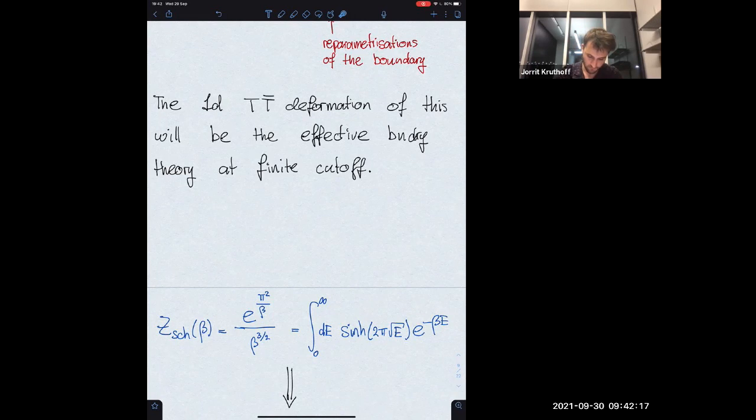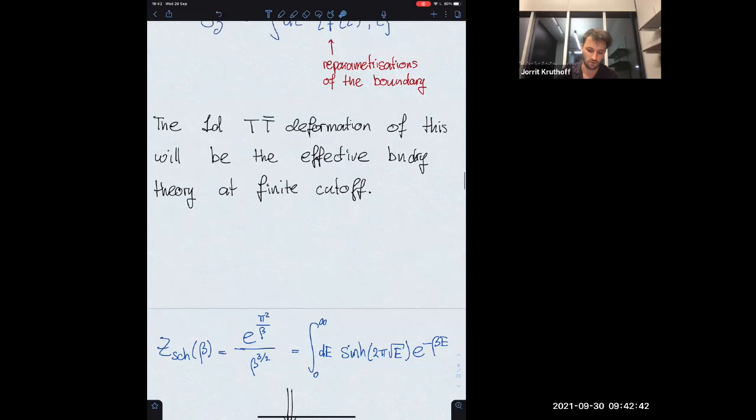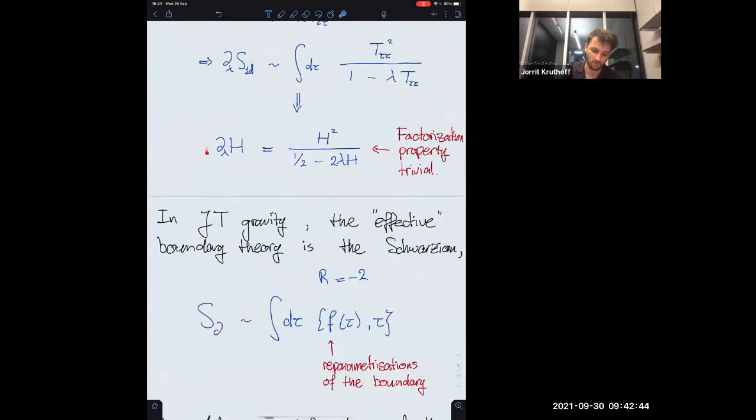Now, what I want to do is TT-bar deform this particular theory, and I can basically do that. I have a non-trivial density of states, but the density of states of the deformed spectrum is not going to change. The only thing that changes is the eigenvalue. That's also a consequence of the fact that I can write the deformation purely as a flow of the Hamiltonian.